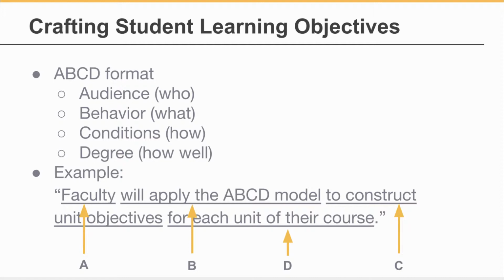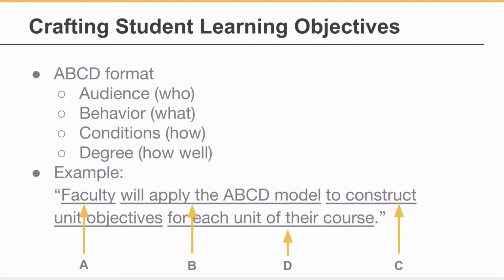So when writing a learning objective, you may first define the audience. So you're identifying who will be learning. This clarifies that the objective is for the student to accomplish and not the instructor. Next, you will define the behavior and specify what needs to be done. This is usually written with an action verb. It should be observable and measurable.